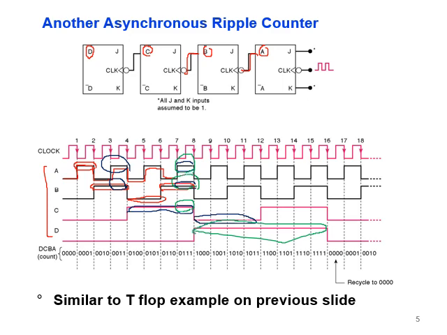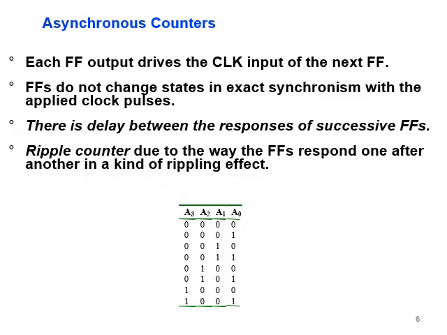Now, asynchronous counter, let me summarize the discussion for asynchronous counter. Each flip-flop output drives the clock input of the next flip-flop, so connect it as a clock for the next one. Flip-flops do not change state in exact synchronism with the applied clock pulses. There is a delay, as I mentioned, in response for successive flip-flops. And in the flip-flop ripple counter, due to the way flip-flops respond one after another, there is a kind of rippling effect. Because it's ripple, plus minus plus, or let me say 1 0 1 0 1 0, it's a ripple. That is where the name came from.